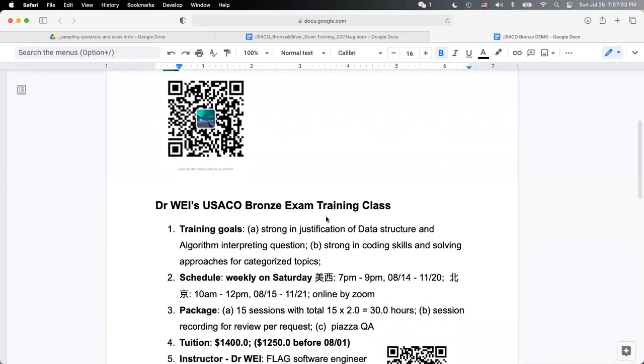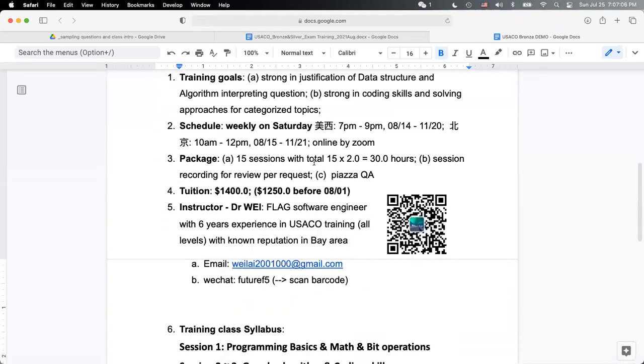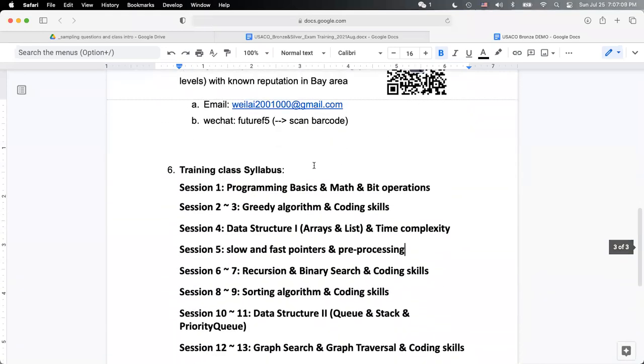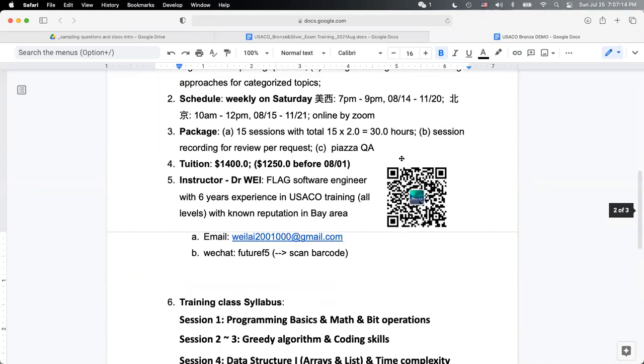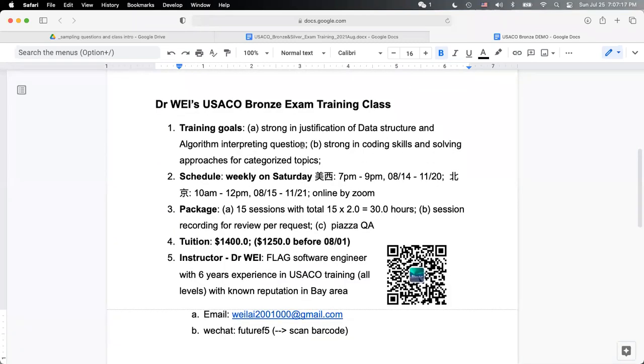So let's get on to the main chunk about the class. I'm going to go through the syllabus piece by piece, but prior to that, I want to help people understand the schedule if you're interested in enrollment. This is the schedule for Bronze. I'm going to offer this class every Saturday, starting from the 14th, and the total is going to be 30 hours. Briefly, the goal I want to emphasize here is data structure and algorithm.